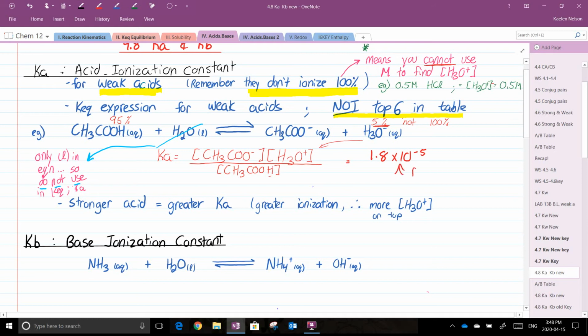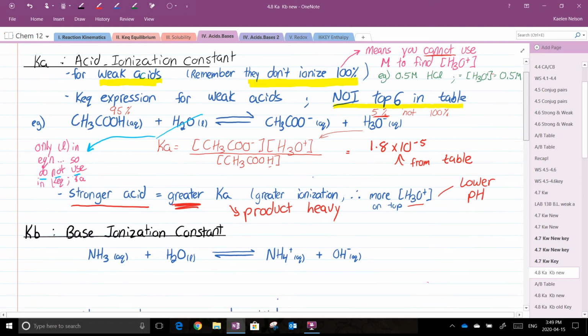So these numbers here, they come from your table, and you can look up any of your acids. Just make sure to look down the left-hand side, which is the acid side. Okay, so the stronger the acid, the greater the Ka, and this is what we've been calling product heavy throughout our course. And the greater the Ka means more ions, so more H3O, and that's also going to contribute to a lower pH, which we'll talk about in a couple of lessons.